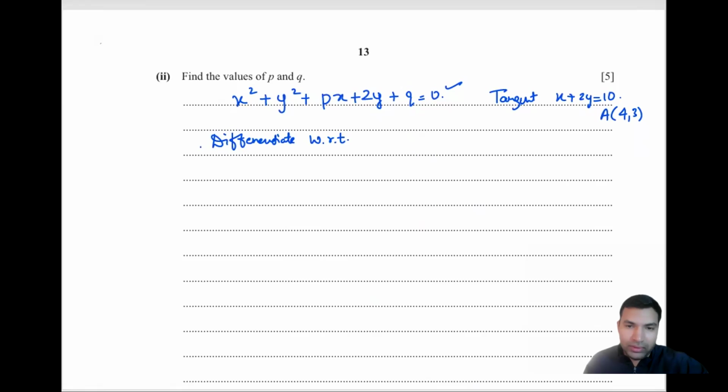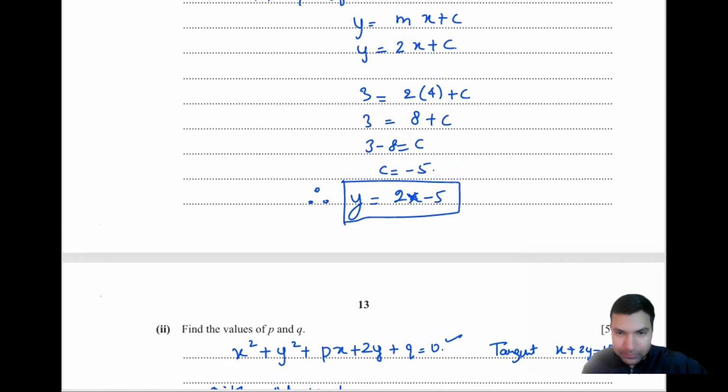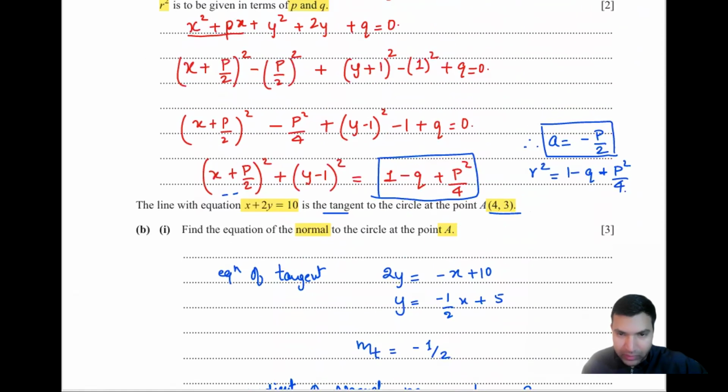Okay, so what will I get? It's a circle basically, right? Okay, so it's a circle, so we can find the value of p and q. That we can do. And do I know the centers as well? Okay, we don't know, right? P by 2.